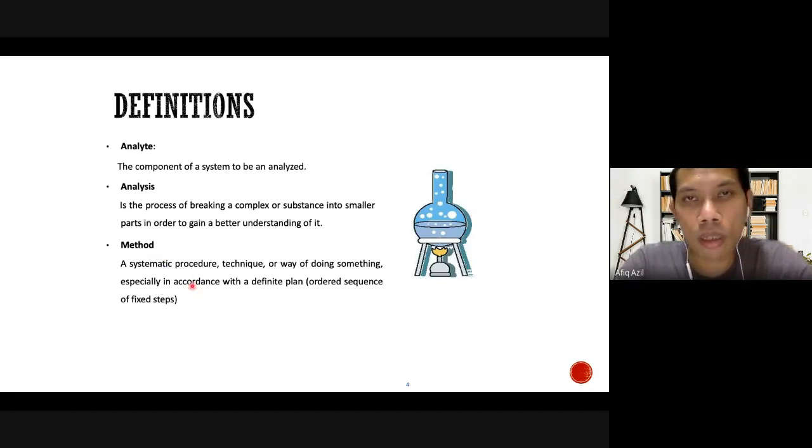So it is a systematic procedure, technique of or way of doing something, especially in accordance with a definite plan, okay, which is the ordered sequence of fixed steps. So this must be followed. Later we will see why you must follow this method exactly.